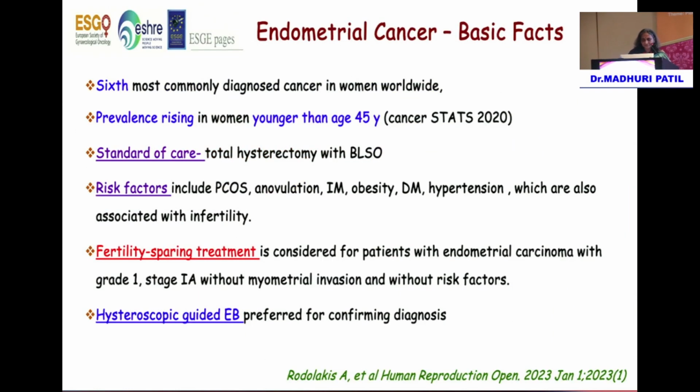So when we go to the first case of endometrial cancer, which we know is the 6th most commonly diagnosed cancer, and its prevalence is rising in younger women, especially in those who have polycystic ovarian syndrome. Normally what we would do is a hysterectomy with bilateral salpingo-oophorectomy, and fertility sparing treatment can be considered in grade 1 stage 1A disease, and hysteroscopic guided endometrial biopsy is preferred for confirming the diagnosis.